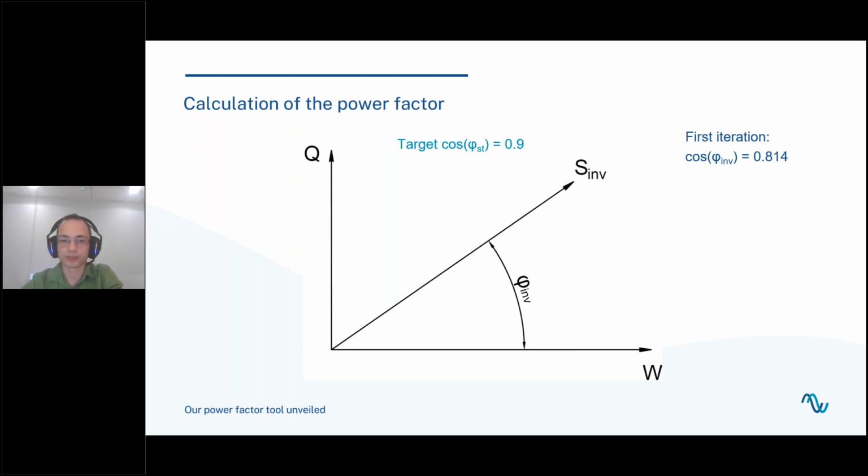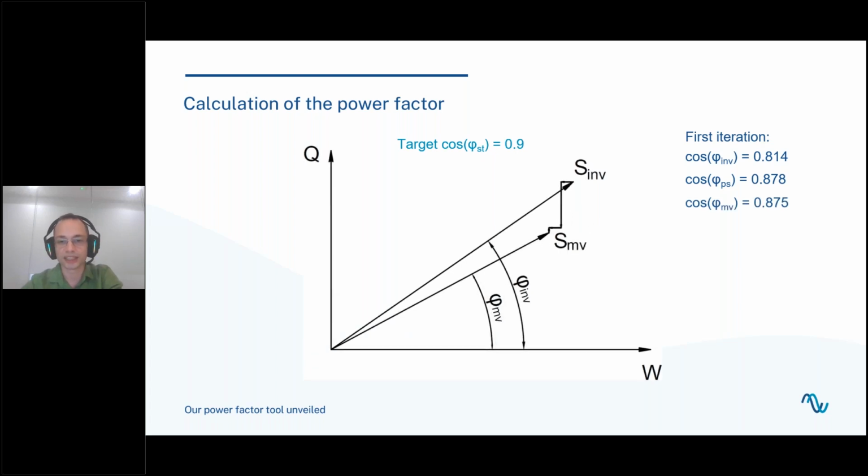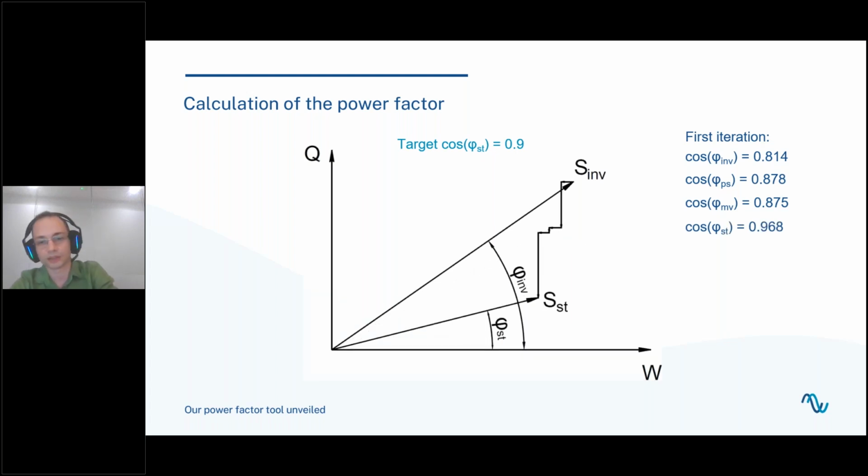And from this, we start subtracting the losses of the different systems that we have in the PV plant. First, we go through the power station. We have some resistive losses, which is the horizontal line, and some reactive losses, which is the vertical line. Then we go to the MV cables, again some resistive losses, some reactive losses, and then we go through the power transformer of the substation. And we end up with a cosine of phi of 0.968.